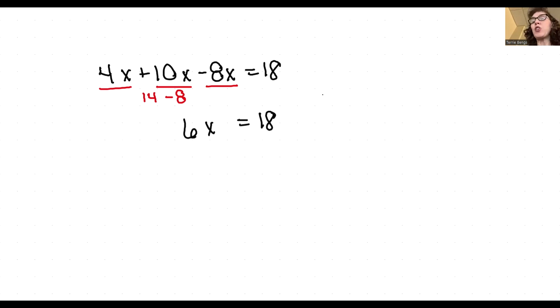We want just an x though. So here we have a multiplication problem because a number in front of a variable is just multiplication. So the opposite would be division. We're going to divide both sides by that 6. And when we do that, that cancels out those 6's because 6 divided by 6 is just 1, and leaves us with x equals, and 18 divided by 6 is 3.